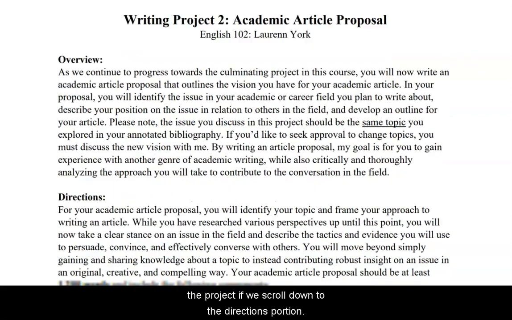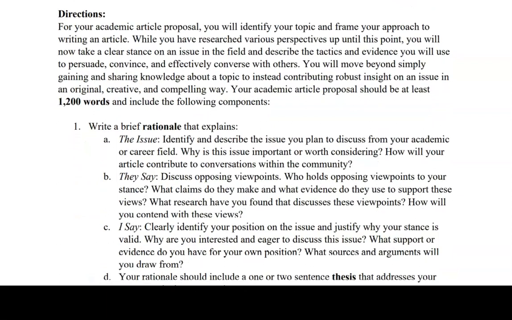Now to talk about some of the specific requirements for the project. If we scroll down to the directions portion, you'll see I'm asking you to clearly emphasize your stance on an issue while discussing the approach you'll take to support your argument. To do so, you'll need to synthesize information from the research you've gathered to ultimately demonstrate that you've examined various perspectives on your topic, and more so to identify the specific claims and evidence you'll use to make a robust argument in your article. To do this, I'm asking you to compose a proposal that addresses the following points in the rationale portion of the handout.